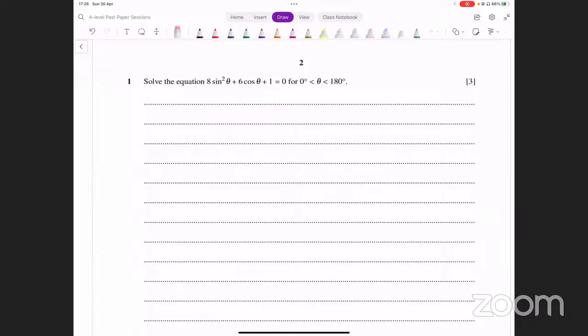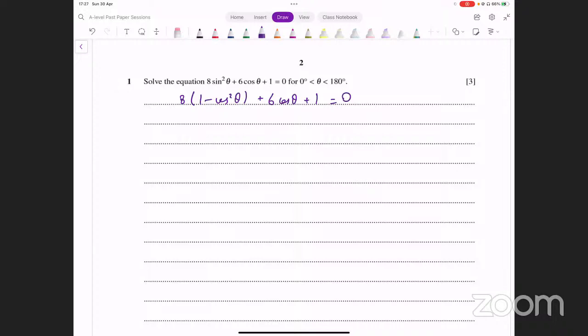What we can do is we can convert sine square to cos square, right? Because between sine square and cos square we have a connection. We know that sine square plus cos square equals 1. So we can write this as 8 into 1 minus cos square theta, right? 1 minus cos square has replaced sine square, plus 6 cos theta plus 1 equals 0. This is the equation that we need to solve.